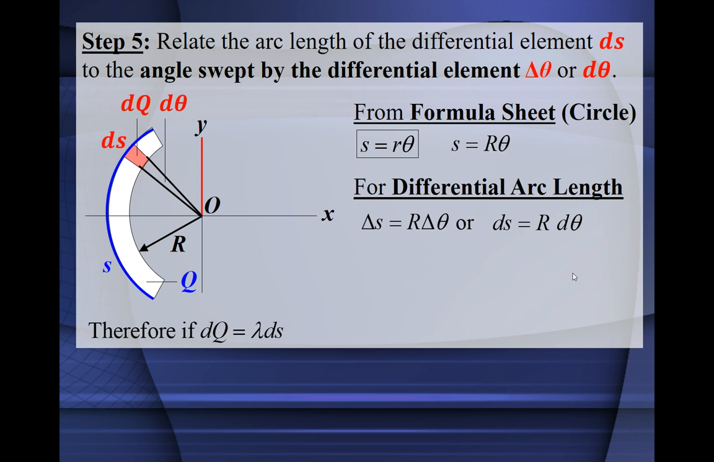Going back to the equation on the previous slide, we identified that dq is equal to lambda times ds. And now we have an equation for ds in terms of d theta. So we take this equation and plug it in here, and we get dq is equal to lambda times R times d theta. Again, I'm just doing some prep work that's going to allow me to integrate when I need to put all the differential arc lengths back together.